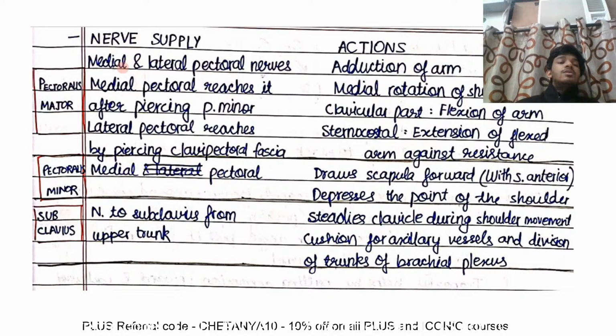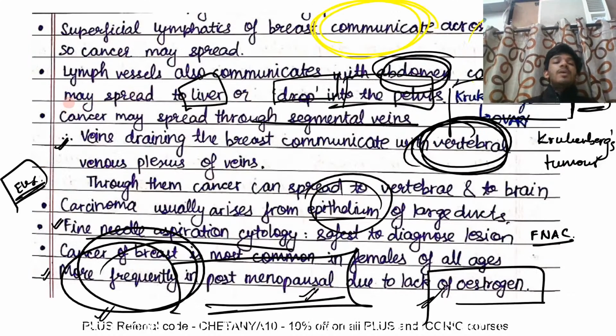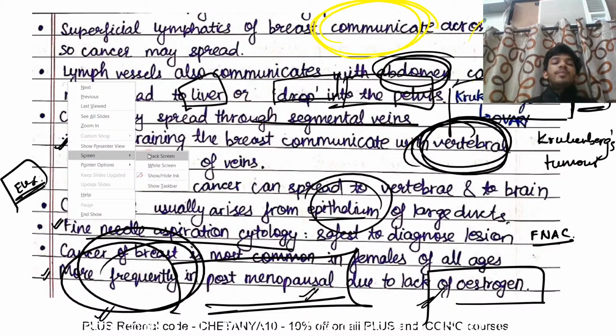So now we are going to talk about three very important muscles of the pectoral region. We are done with the breast, right? If you want more detail on the clinical anatomy of the breast, you can watch my lecture on A to Z anatomy of the breast, right? It's a very beautifully done lecture.